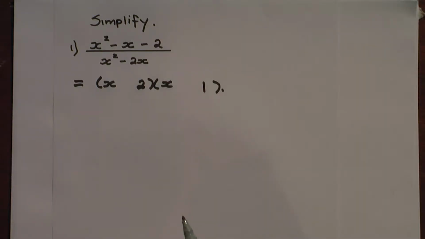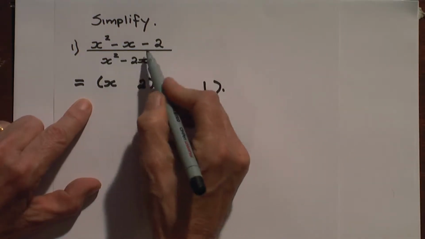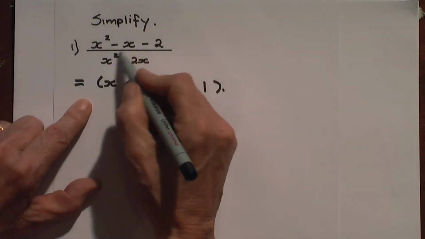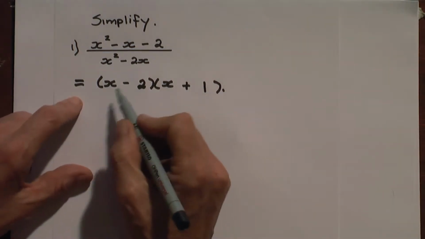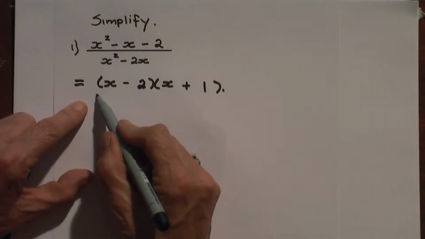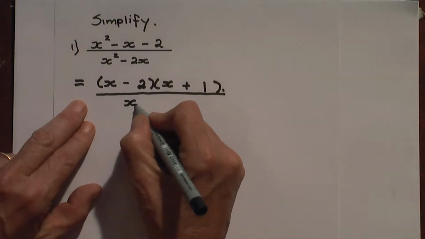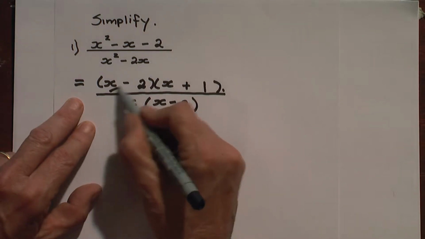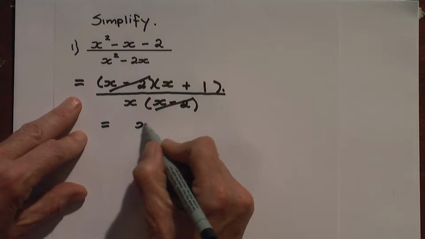Right, I now look at my signs, and I've got to have a negative times a positive. Right, but my bigger one has got to be negative. Right, I now take the factor in the denominator, and yeah, easy one, common factor, x and x minus 2. And yes, I can now cancel the factors. There's no ways you can cancel the x's. We end up with x plus 1 over x.